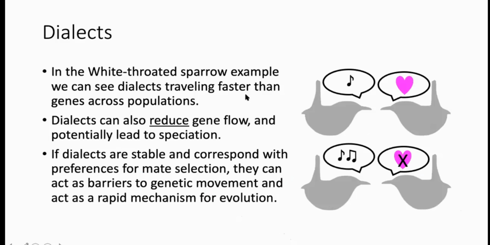So another way that dialects can work in the opposite way is to reduce gene flow, and in those cases lead to speciation. So especially if a song is important in mate attraction or territory defense, such that it would prevent genes from being shared between birds that have different preferences for a dialect type, then it can basically just act as a barrier for genes spreading between those populations, and that can allow evolution to go in 2 different directions within populations that have different dialects.